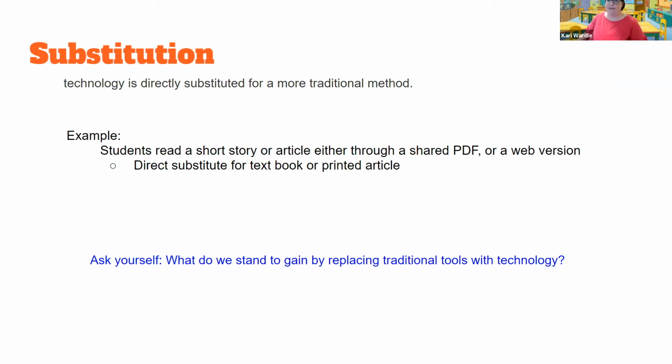So if I want to give my kids a PDF instead of 50 copies of something, that was the thing that I gained, and so I gained time. So that's totally fine, right? Sometimes we just need to substitute, because I didn't have to spend an hour unjamming the copier and figuring out how many copies I needed and then copying it, right? So sometimes that's what you gain.